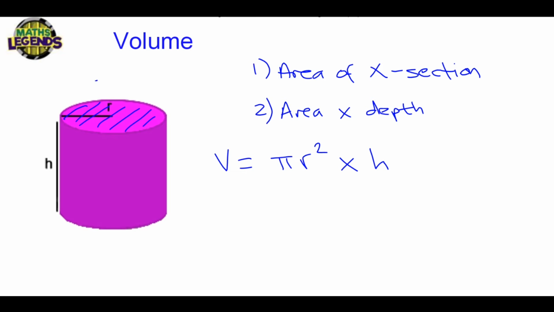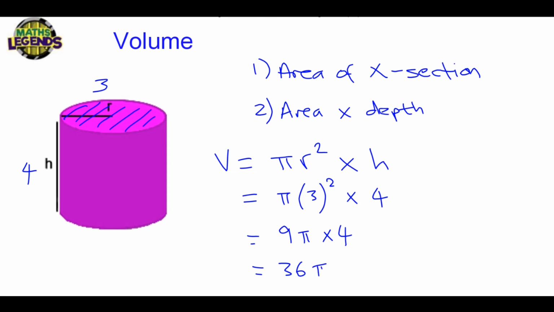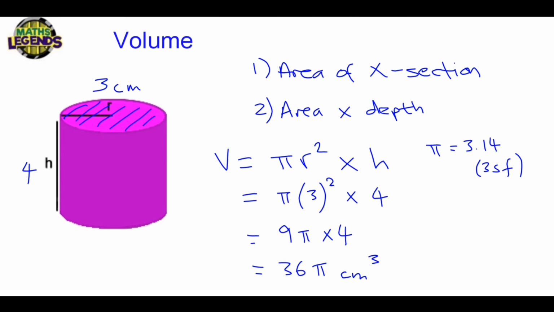So let's give these some numbers. So let's say the radius is 3 and the height is 4. So we plug these in. Pi 3 squared times 4. So this simplifies to 9 pi times 4, which is equal to 36 pi. Now pi is 3.14 to 3SF. So if you plug this into the calculator, you can get the decimal value. Now say if the units are centimeters, then the volume is centimeter cubed. Let's look at another example.